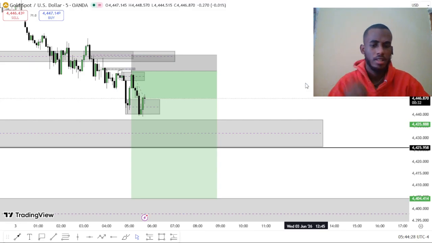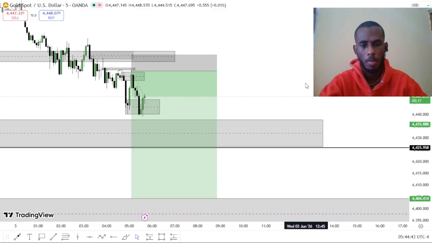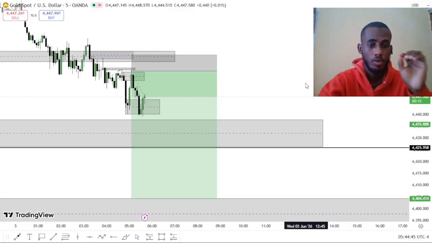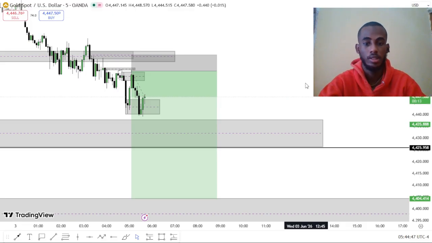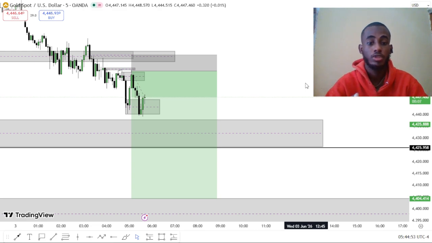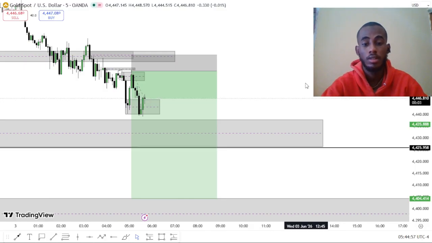The first thing is why gold creates so much FOMO. That is the first question we need to ask ourselves: why does gold create so much FOMO? Let's be honest, gold is one of the most attractive markets in the world. The moves are fast, the profits look exciting. You open social media and see traders posting huge profits every single day.